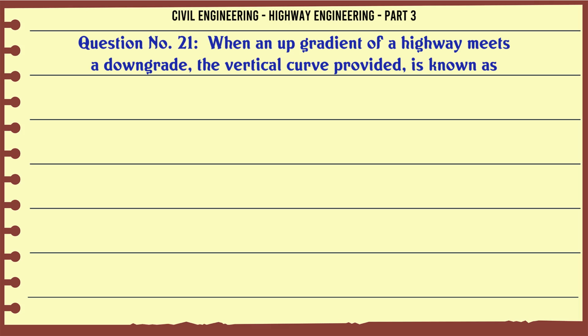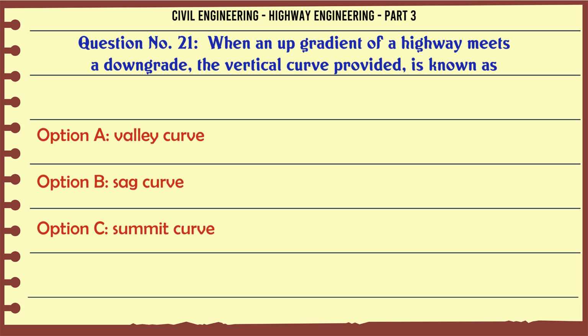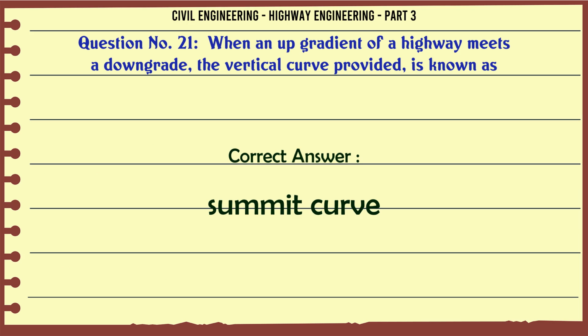When an up gradient of a highway meets a downgrade, the vertical curve provided is known as A. Valley curve, B. Sag curve, C. Summit curve, D. All the above. The correct answer is summit curve.